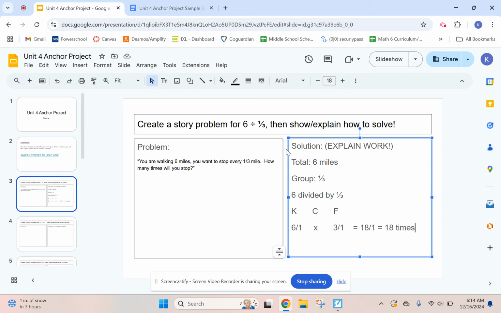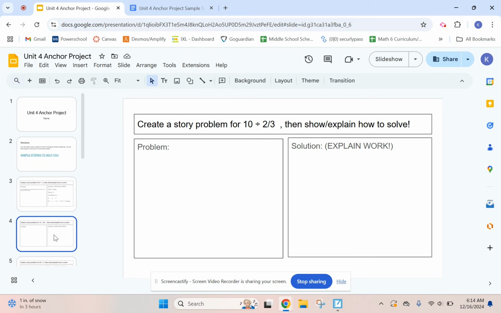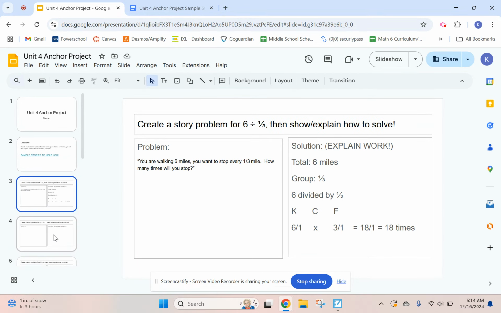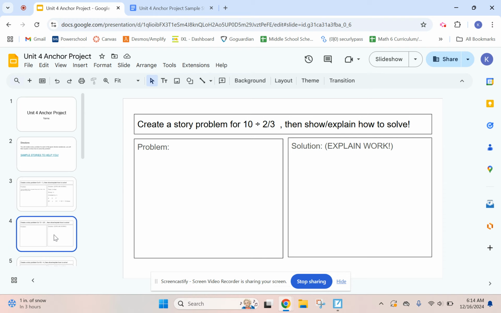We know this because the total is 6 miles divided into 1/3 groups. 6 divided by 1/3, if you do keep, change, flip, is 6 over 1 times 3 over 1, which is 18 over 1. All right, let's move on to the next one. Create a story problem for 10 divided by 2/3. Then show or explain how to solve.